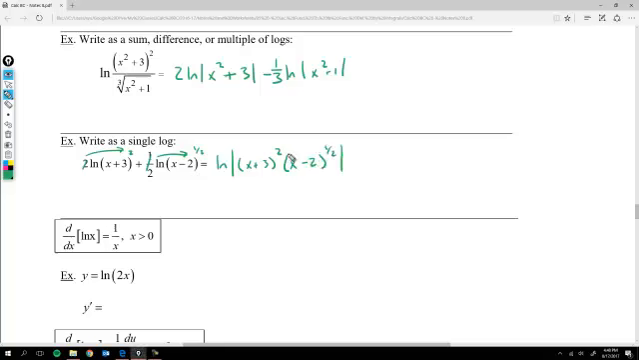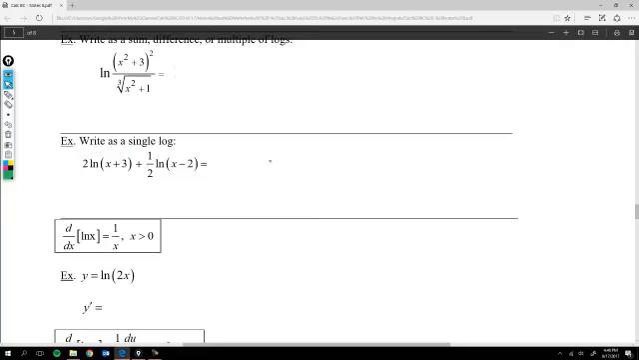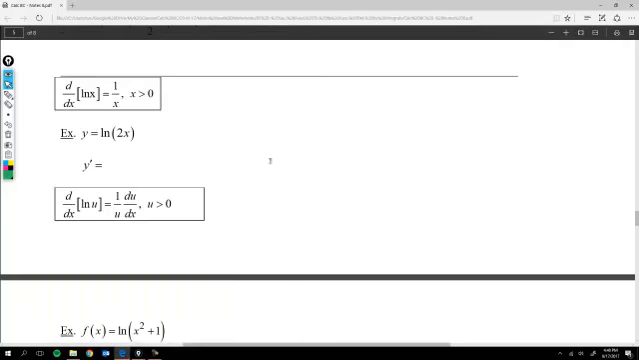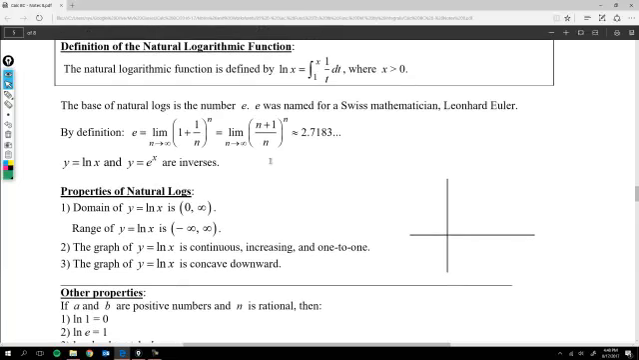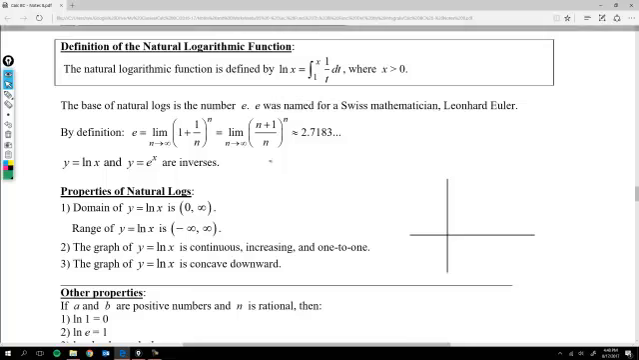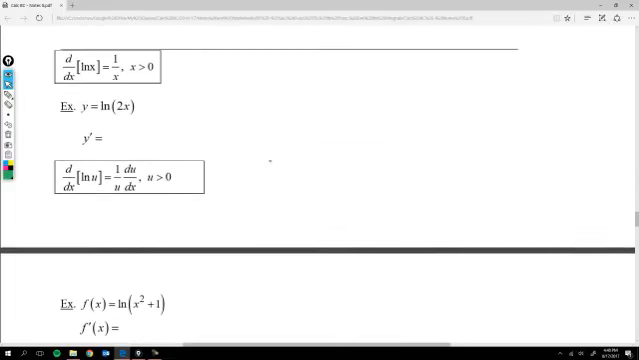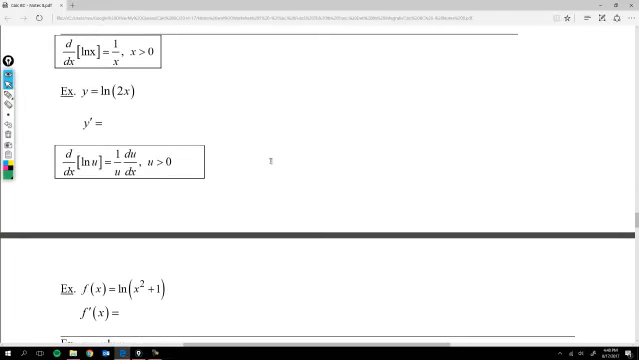All right, let's talk about derivative. So the derivative of natural log of x is 1 over x, and you probably could have guessed that from the definition we gave right here. If you did the second fundamental theorem, you remember you just do a variable swap, you just get 1 over x. That's pretty easy to see. So the derivative of natural log of x is just 1 over x.